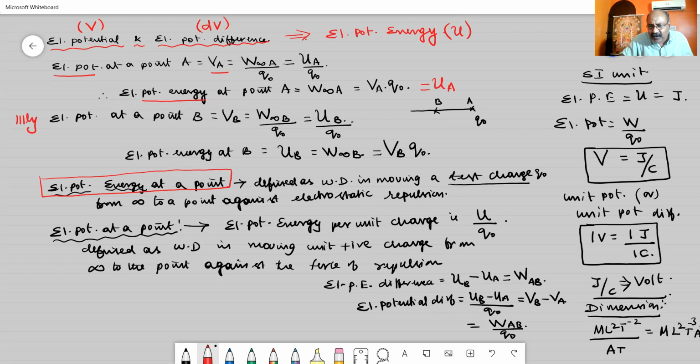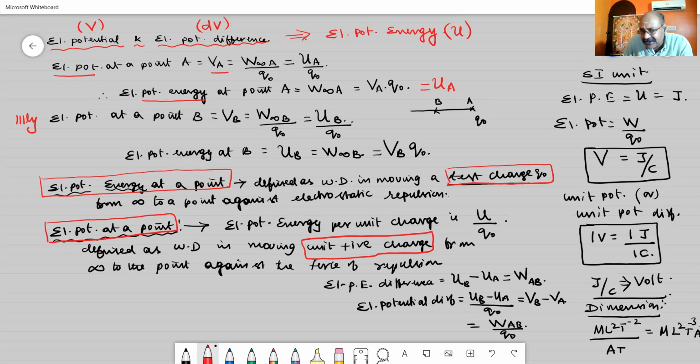It is defined as work done in moving the test charge Q naught from infinity to a point against the electrostatic repulsion. At the same time, if you want to define electrical potential at a point, then it is the electrical potential energy per unit charge, that is, work done in moving unit positive charge. Instead of the charge Q naught, you have to replace it with unit positive charge, but same from infinity to the point against the force of repulsion.